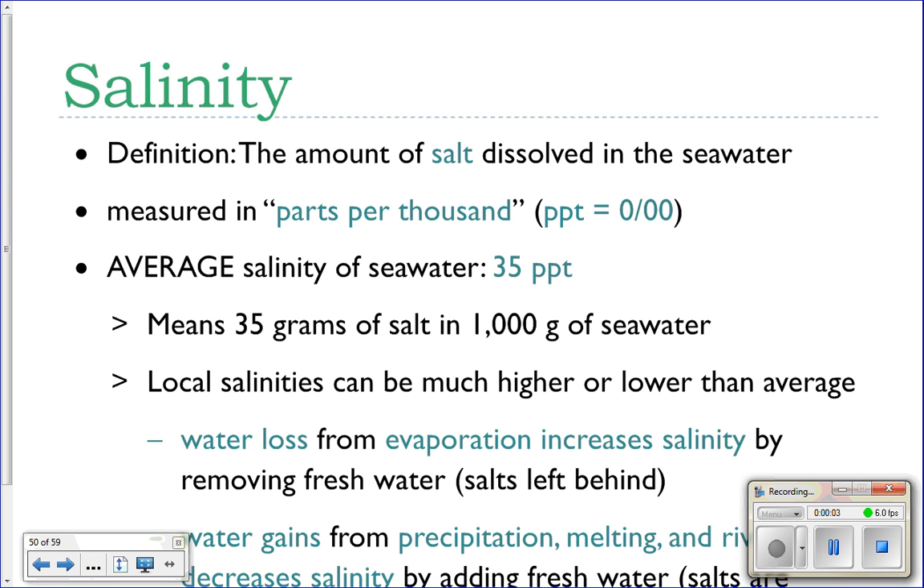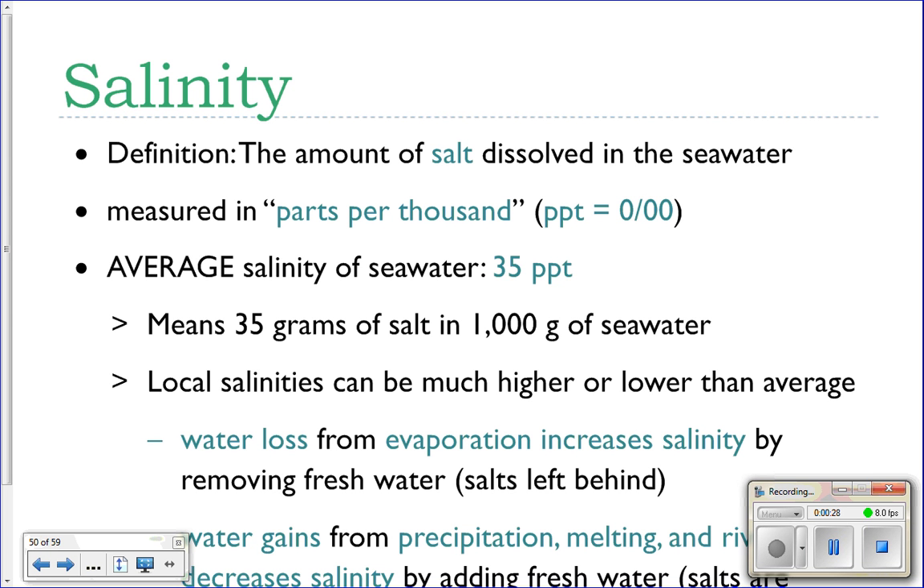Okay, so in the last video we looked at what a salt is and how a salt dissolves in seawater. And once salts dissolve in seawater, seawater has a certain amount of salinity. And salinity is just simply the amount of salt that's dissolved in that water. And we measure salinity in parts per thousand. Okay? And you'll see that abbreviated as PPT, or ‰.